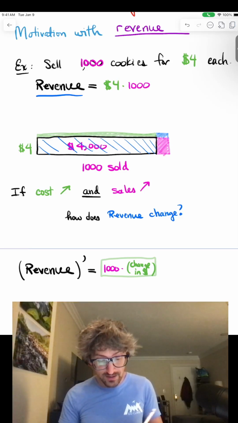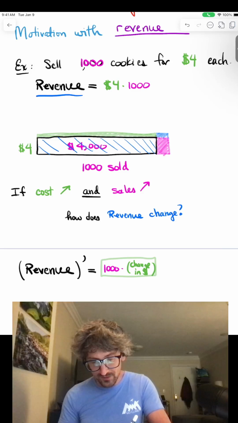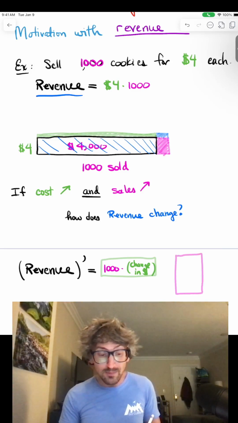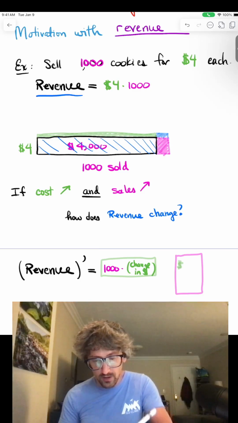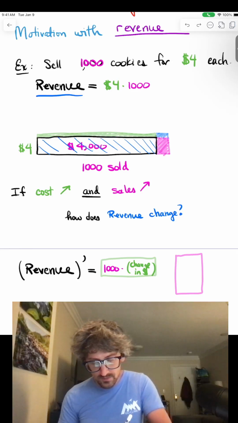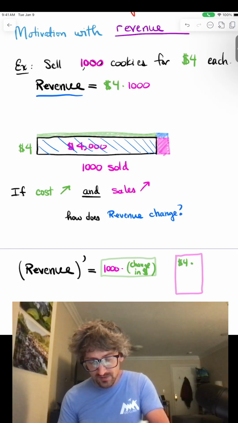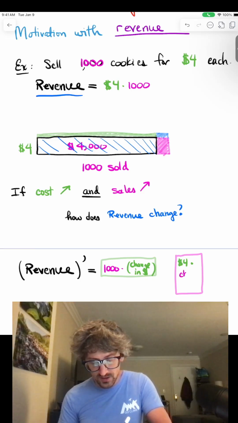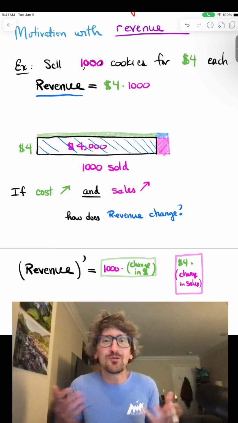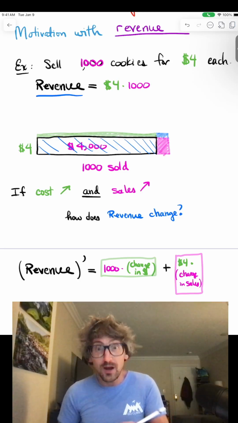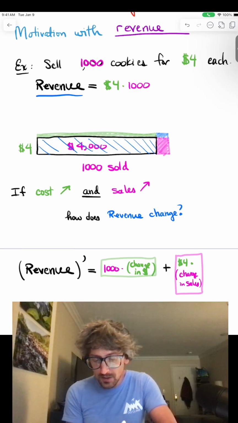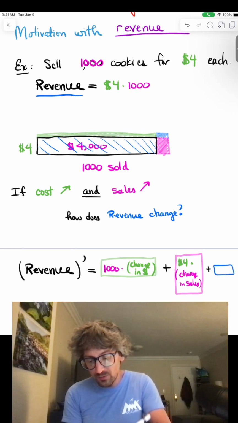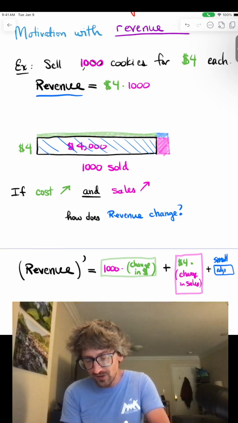And then we have to add in that purple area over here, right? So let's add in that purple area over here. And if we think about what that is, well, that is going to be our $4 times our change in sales. So I'll put that in here, times the change in sales. Okay. And this is so cool because we add those two things together, right? Because they're both going to be contributing to our money, plus this blue area that I said was pretty small. We'll call this a small error or a small adjustment. Maybe we can call it an adjustment.